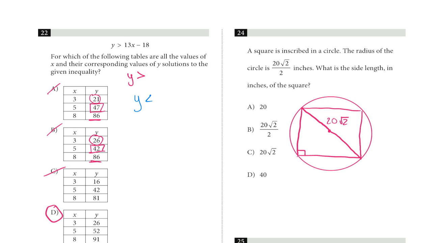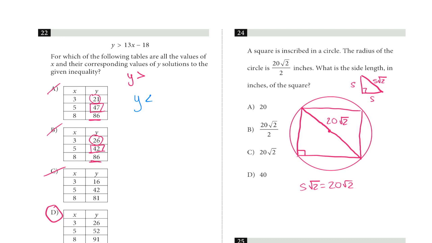Well, if you ever make a right triangle out of a square, you are going to be making a 45, 45, 90. And that side ratio of 45, 45, 90 is S, S, and then the hypotenuse is S root 2. So what we could say is that our S root 2 here is equal to the hypotenuse of our right triangle, which is 20 root 2.